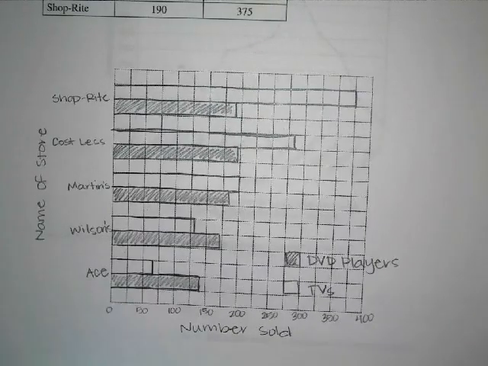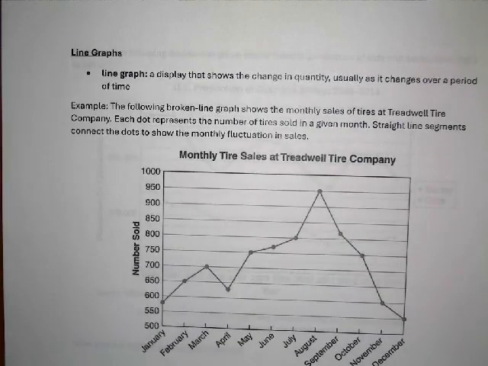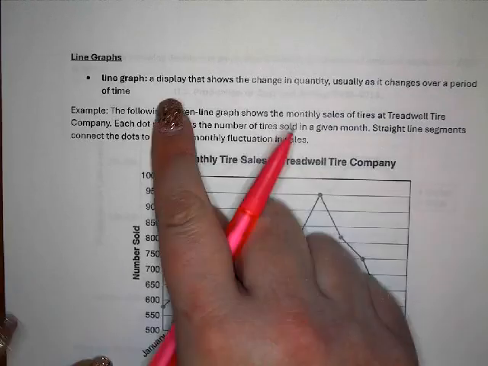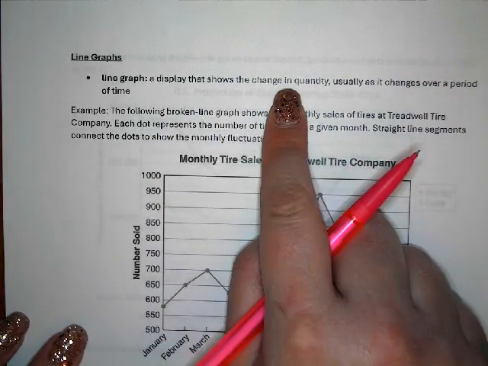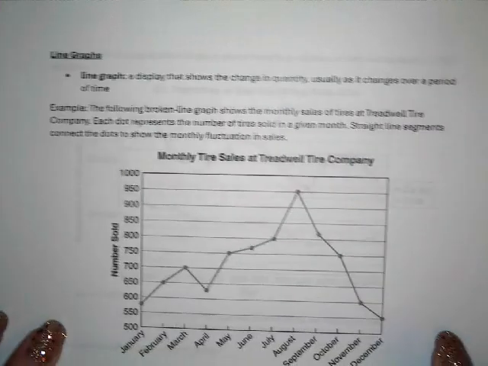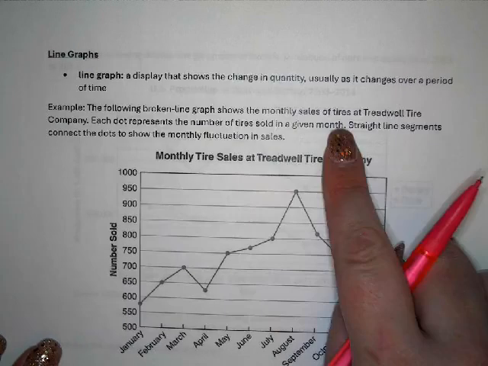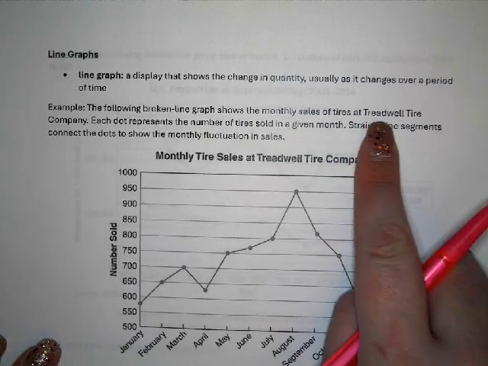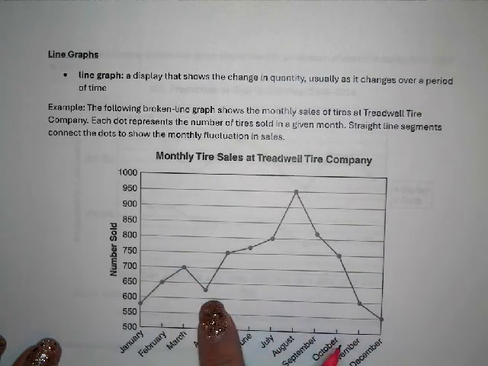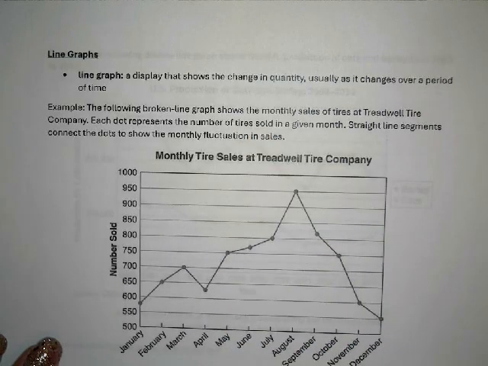Next, we have line graphs. This is another type of way that data can be graphed. A line graph is a display that shows the change in quantity, usually as it changes over a period of time. So here we have an example of a broken line graph that shows the monthly sales of tires at Treadwell Tire Company. Each dot represents the number of tires sold in a given month. Straight line segments connect the dots to show the monthly fluctuation in sales.